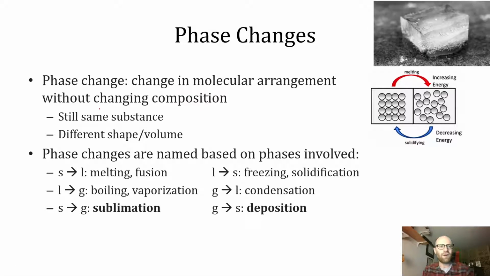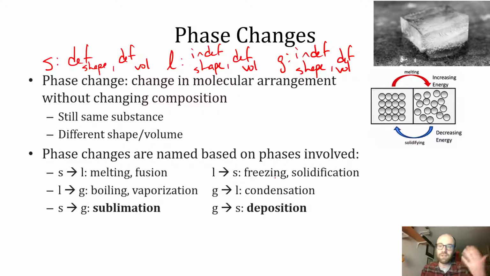I do want to talk about phase changes, which, as it says here, talk about this. The substance isn't changing, but its arrangement is. Remember, the solid, liquid, and gas had definitions for their shape and volume. And so what we're seeing here with this melting ice is a solid with a definite shape transitioning into a liquid. The particle arrangement's changing with an indefinite shape. Its volume is still constant.